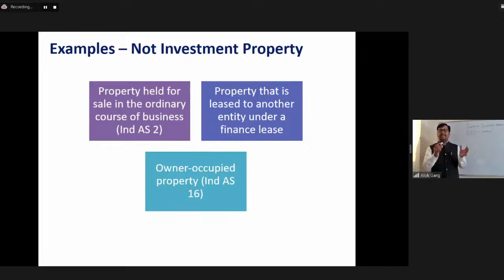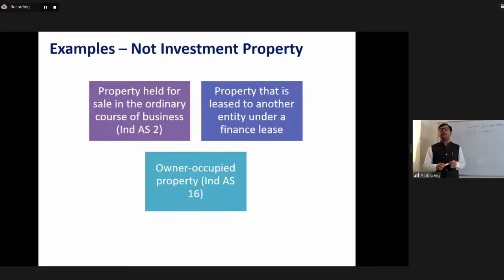If the company has taken an asset on a lease basis and the objective is to do business, the objective is to use that building for production or for administrative purposes like running a head office, corporate office, so that will be considered under IndAS 16. Okay. What is the second part?